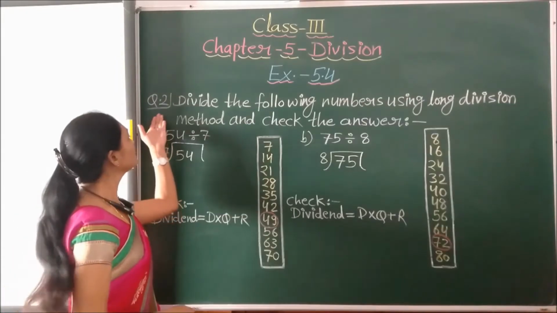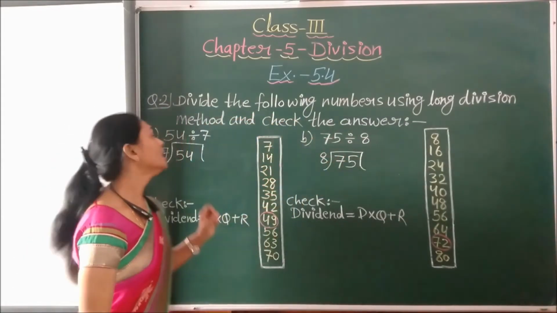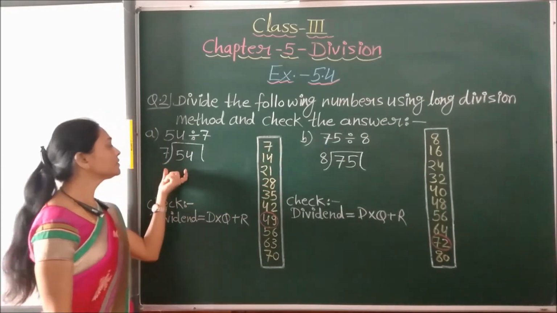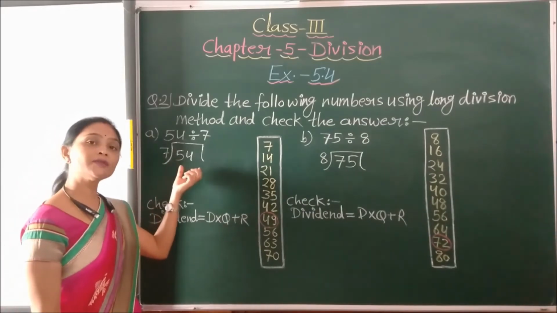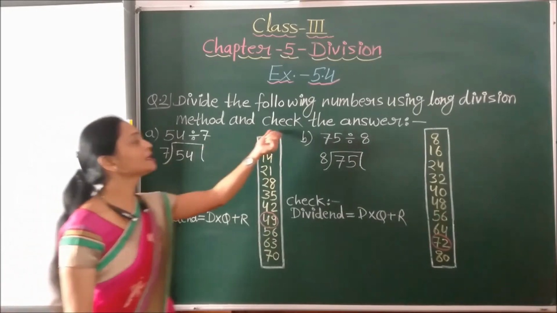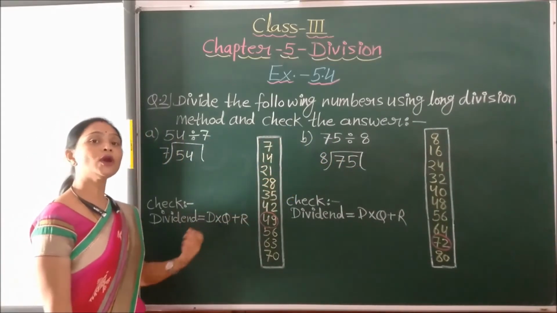Solve question number 2. Divide the following numbers using long division method and check the answer. See children, same way we have to divide this question also as we solved in question number 1. But here we have to check the answer. Check means we have to see our answer is correct or not.